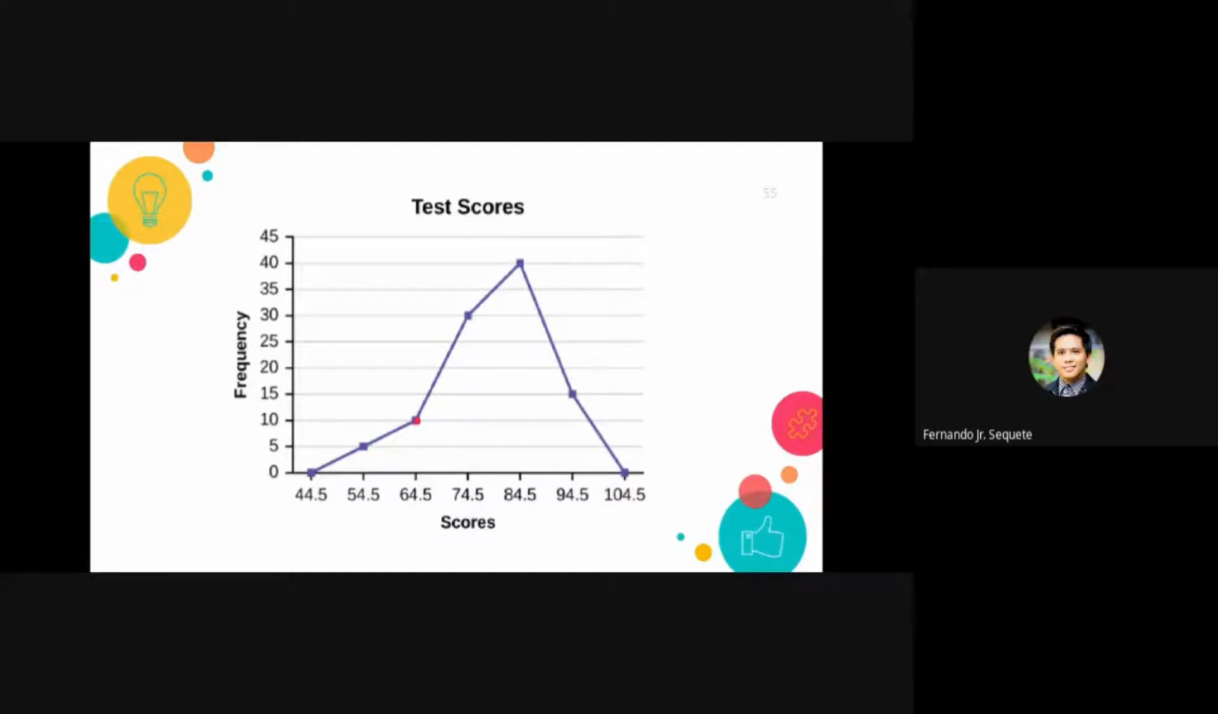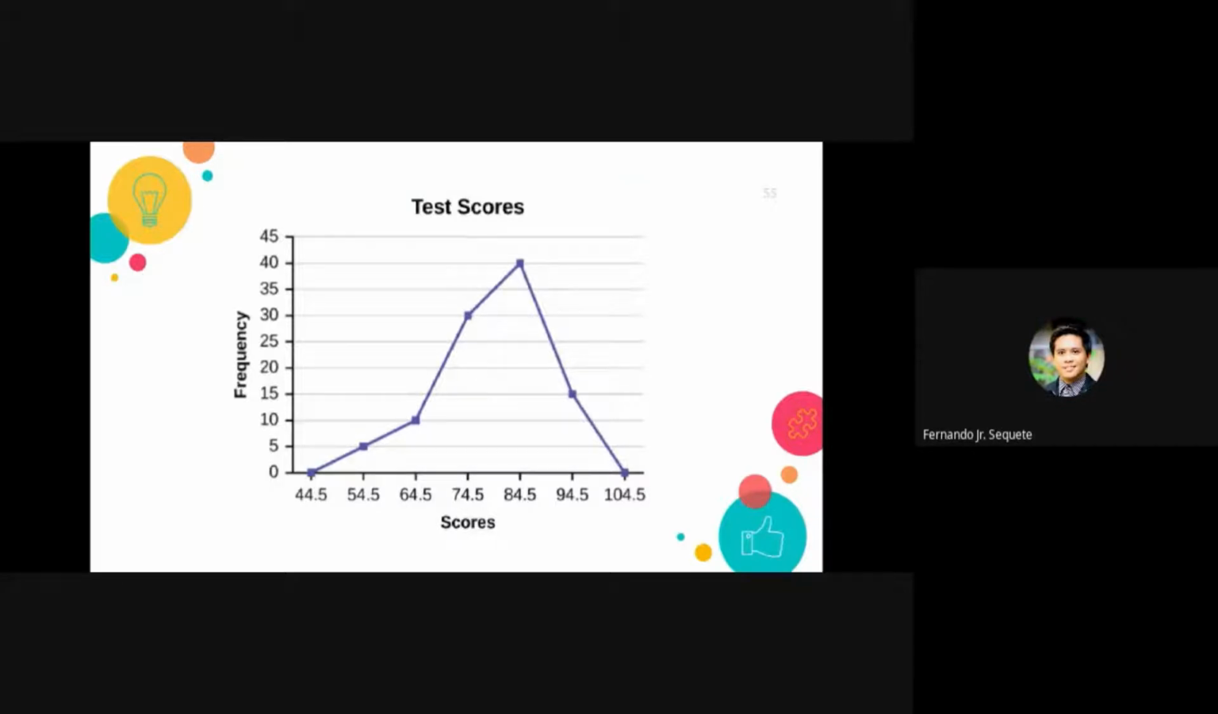This is not alien to us because we actually do this in our algebra and of course in our trigonometry. Okay. So all you have to do is to plot. Just make sure na yung data na na-compute natin ay tama para makakuha din tayo ng tamang graphical representation. Question so far?